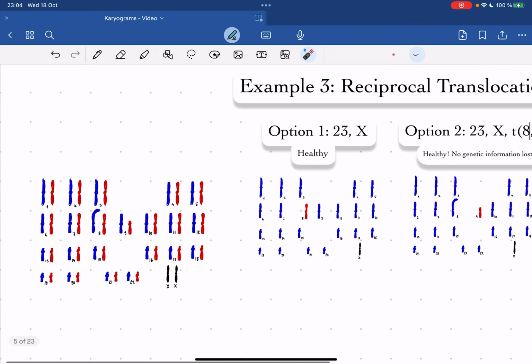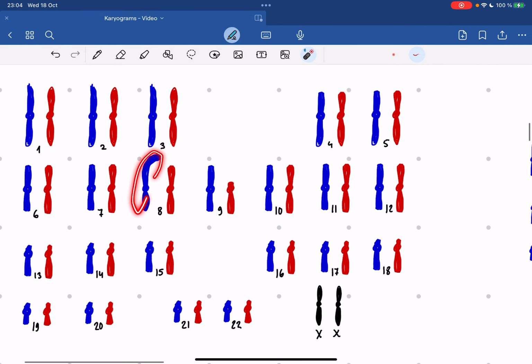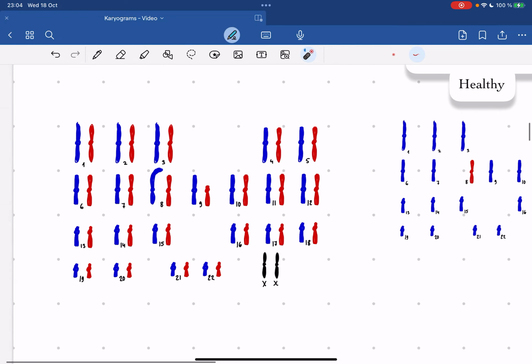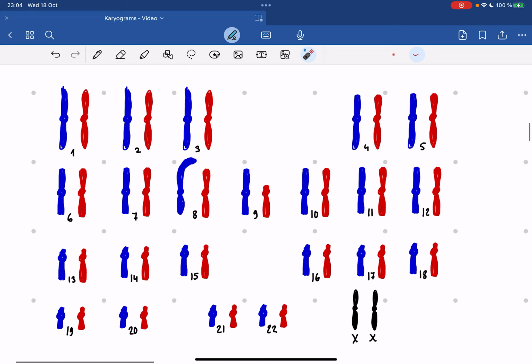So we can either have a healthy option where instead of taking this big one here, we're taking this normal chromosome here and this normal chromosome here. So we're not taking either of the unhealthy options right here, or unhealthy looking. This is still a healthy person because no information is gained and no information is lost. Why? Because this information that is lost here is just migrating to another piece. So nothing is gained and nothing is lost.